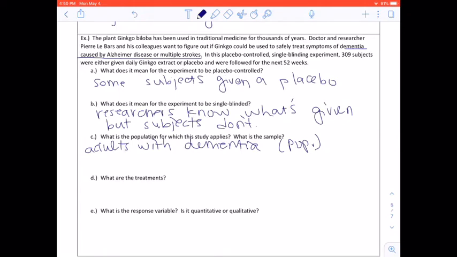The sample that we have, the sample size that we have, is a total of 309 subjects. So this is going to be 309 adults with dementia. And this is our sample.